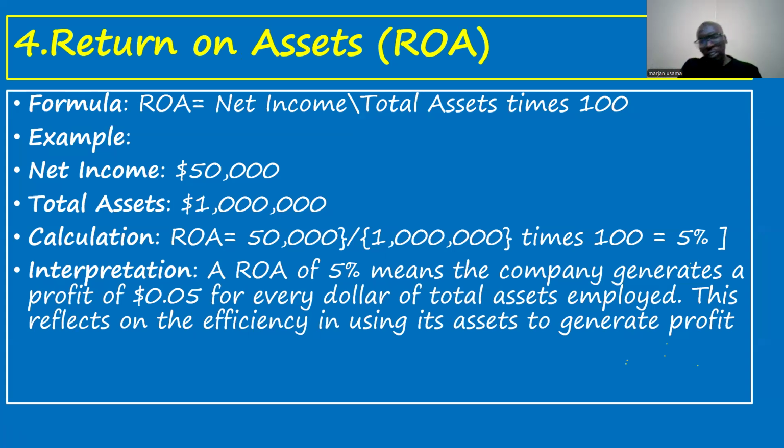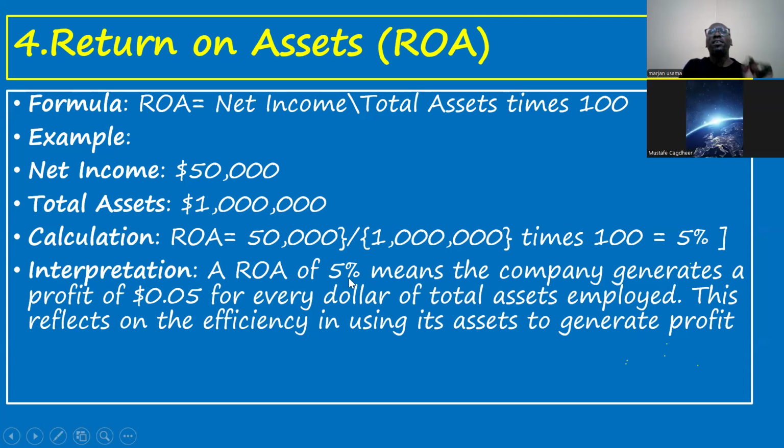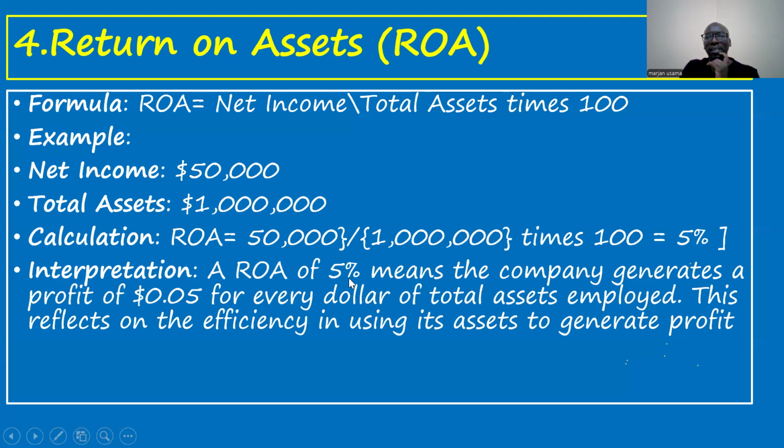So again, a return on asset of 5% means the company generates a profit of 0.05 for every dollar of assets. So for every dollar of assets, we get 5% of profit.